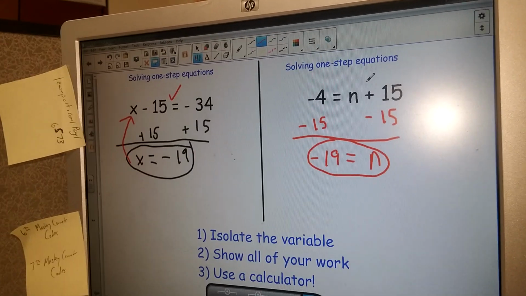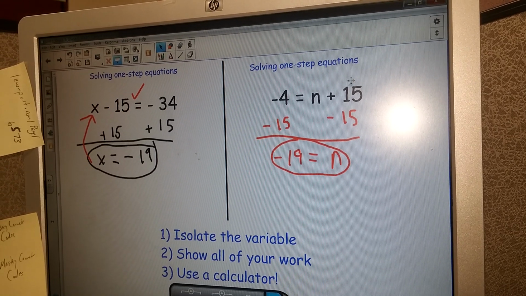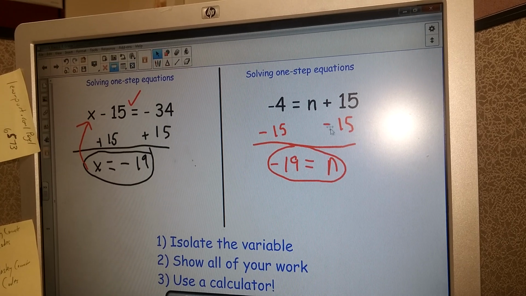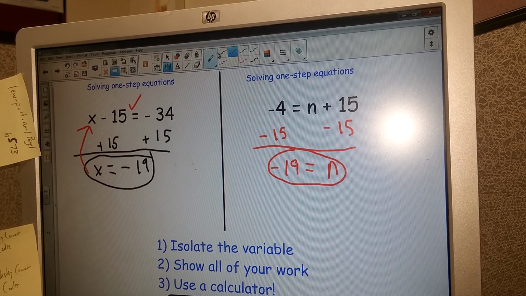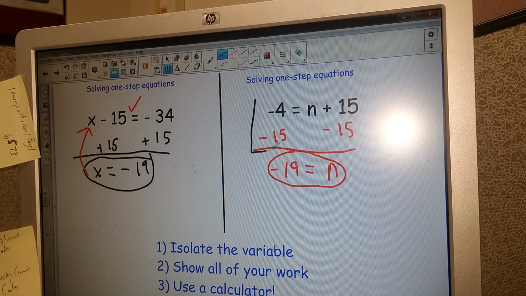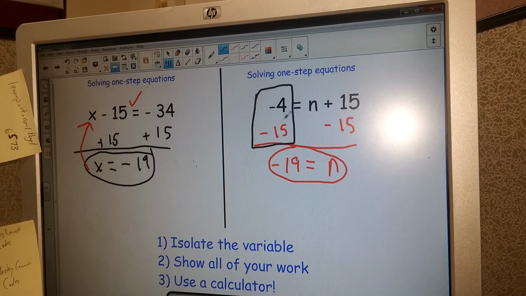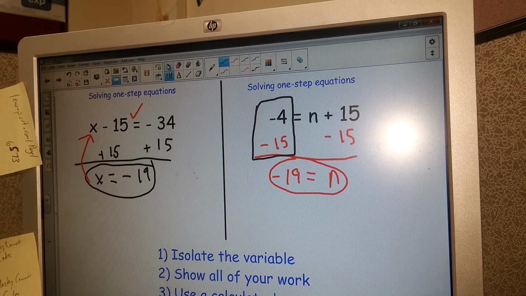The right equation, just because the solution is first, it doesn't mean it's backwards. The equal sign just means it's balanced. So negative 4 is the same as n plus 15. You take 15 away from each side. A common mistake people will make here is they won't type this into their calculator correctly. This is negative 4 minus 15. Put it in the calculator exactly how it looks. And this one is also n is negative 19.